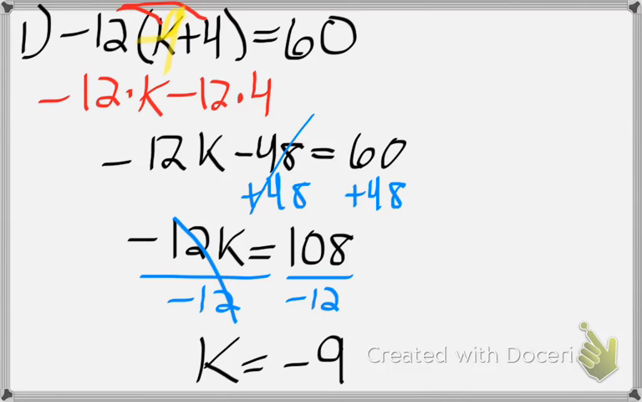Negative 5 times negative 12. A negative times negative is a positive. 5 times 12 is 60. So positive 60 equals positive 60. Hey, that's a true statement, so that negative 9 is most definitely our solution.